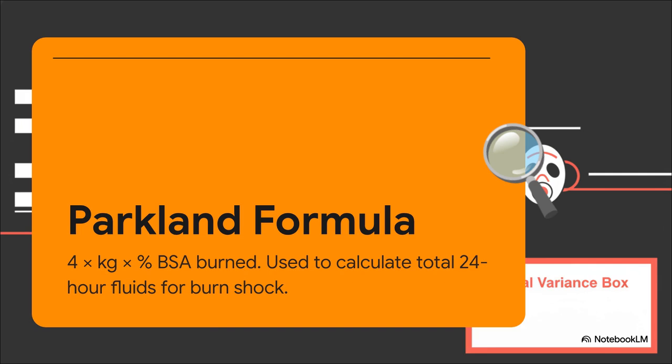To combat this, you have to calculate a strict volume matrix using the Parkland formula: 4 multiplied by the patient's weight in kilos, multiplied by the percentage of body surface area burned, and remember to calculate that area using the rule of nines. But here's a huge error mitigation point: strictly exclude first-degree superficial burns from your math. Including sunburns in this formula is a classic trap that will lead to massive fluid overload.